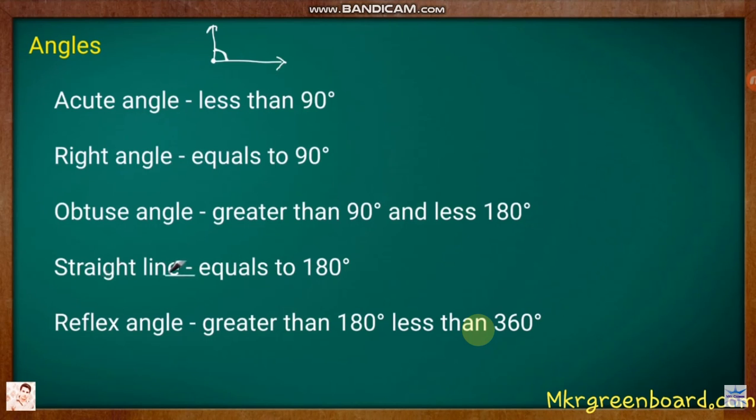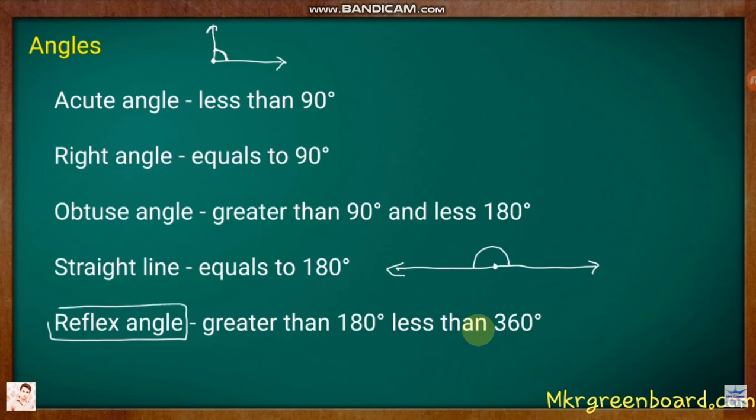Then straight angle is equal to 180 degrees. It is a straight line, formed by two rays in opposite directions from the same vertex. Then the angle between the two rays is 180 degrees. So when we merge two rays in opposite directions, it forms a straight line, equal to 180 degrees.